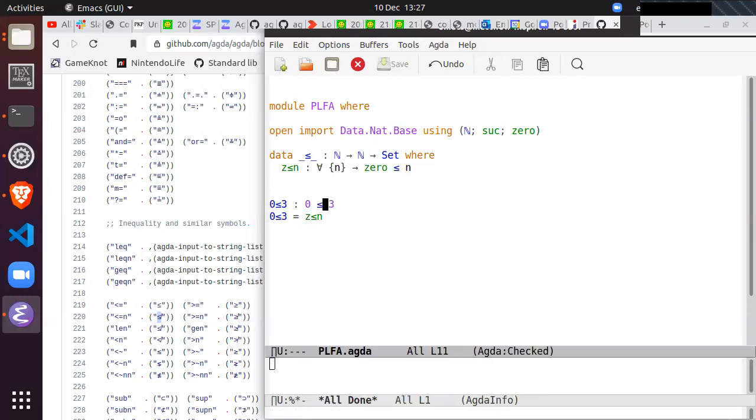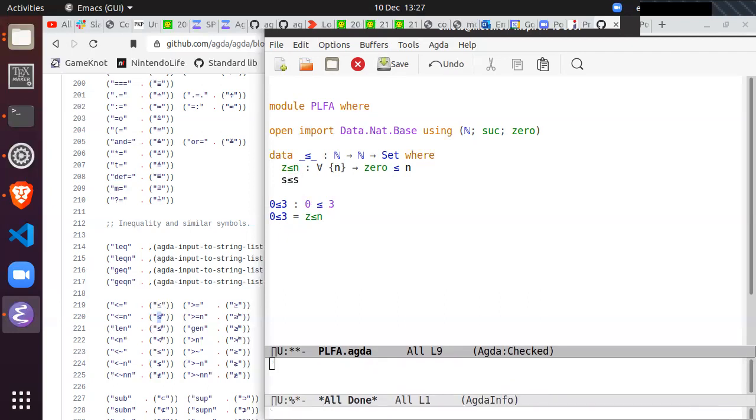Okay, so we can now prove that any number is less than or equal to 0. Sorry, greater than or equal to 0. So this next inductive step is that if we can prove that m is less than or equal to n, then we can prove that m plus 1 is less than or equal to n plus 1. So suc of m is less than or equal to suc of n.